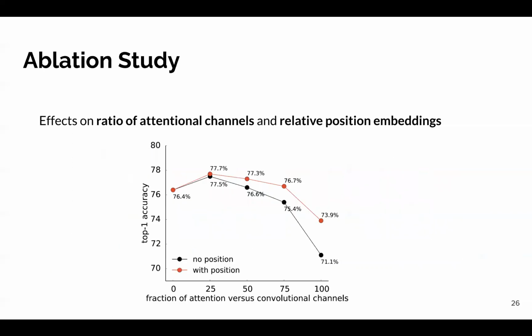Finally, in the ablation study, you can see that if we allocate 25% to attention channels versus convolution channels, it produces the best results. Also, you can see the importance of relative positional embeddings by the gap between the black and red lines.